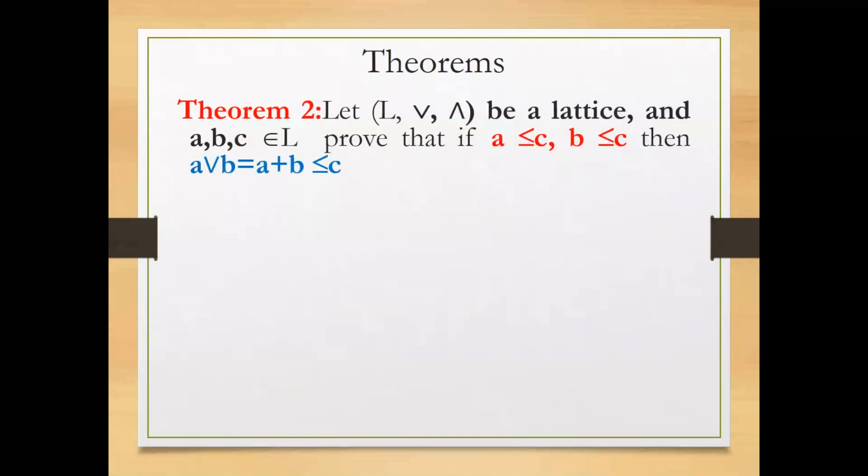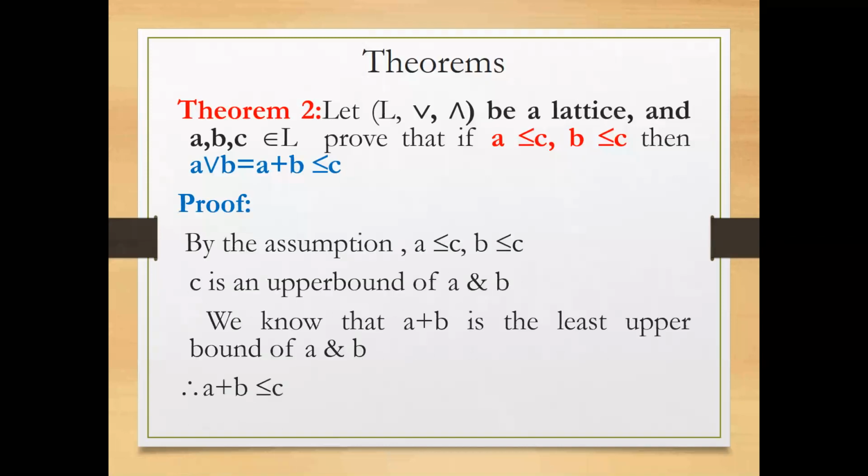Next, in theorem number 2 we studied: if we have two elements A and B which are less than or equal to C, A is related to C, B is related to C, then the join of A and B, A join B, or A plus B, is also less than or equal to C. So this was the theorem number 2.